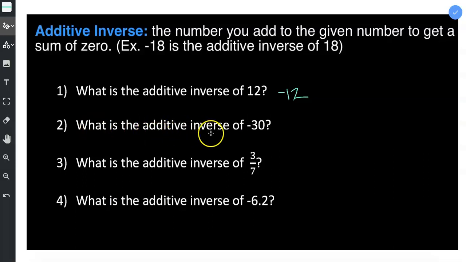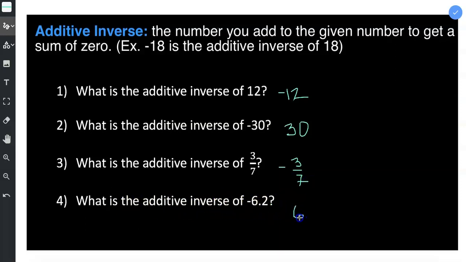What is the additive inverse of negative 30? You would have to add 30 to negative 30 to get 0. So 30 is the additive inverse of negative 30. What is the additive inverse of 3/7? Negative 3/7. And what is the additive inverse of negative 6.2? Well, if you add 6.2 to negative 6.2, you would get 0. So 6.2 is the additive inverse of negative 6.2.